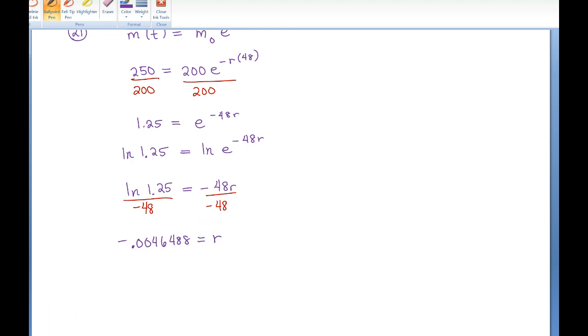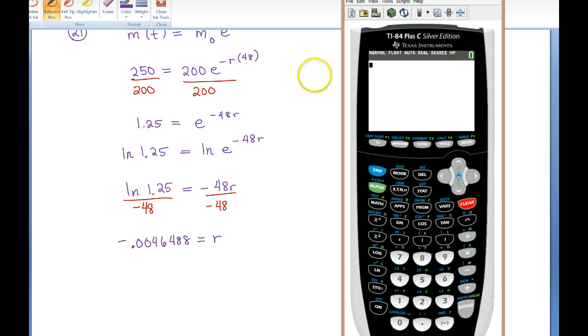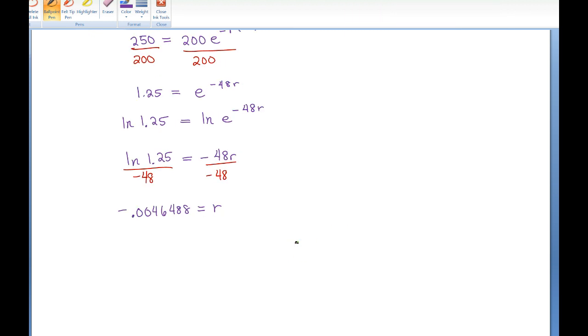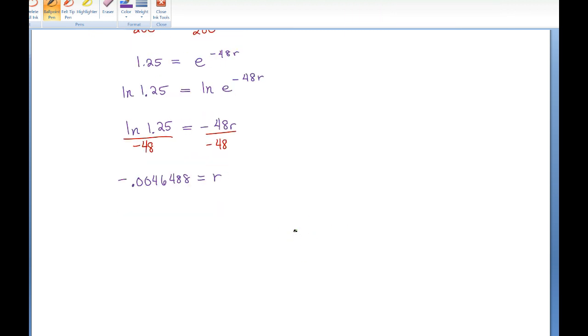For example, I know you don't do a lot of calculator problems, but if I did negative ln of 1.25, and then I divided that by negative 48, I press enter, I get this decimal. If you go down here to the store button, I can store it in as x, and when I have to use it later within the problem, I can just press this x, t, theta, n. This is just your variable button, and you'll get to it. Okay, so back to this problem.